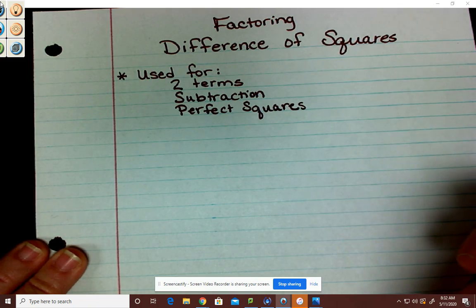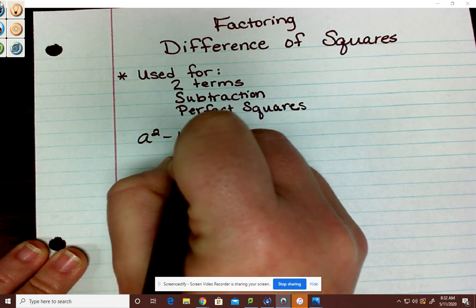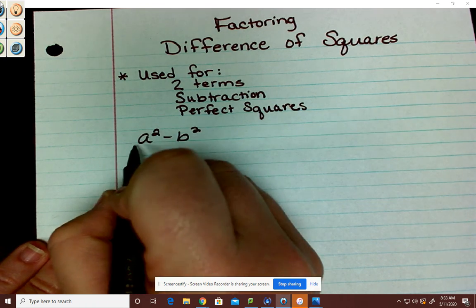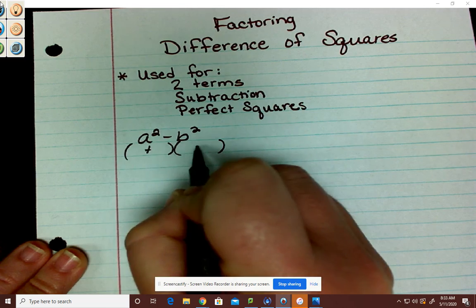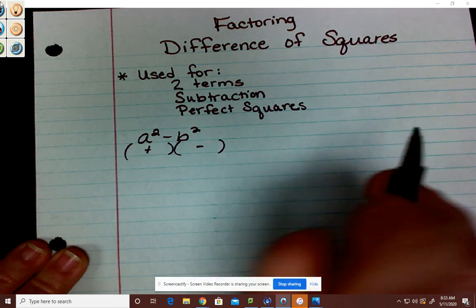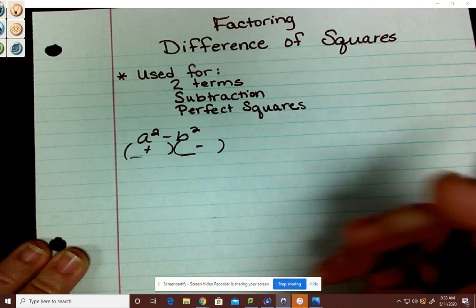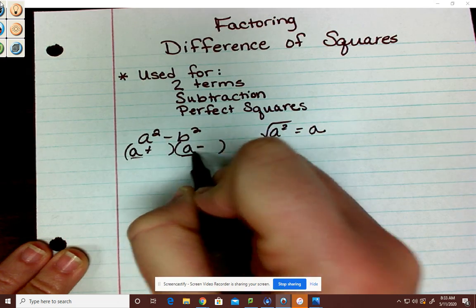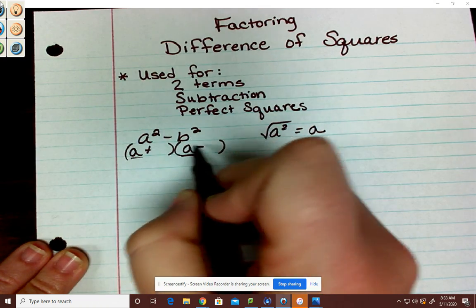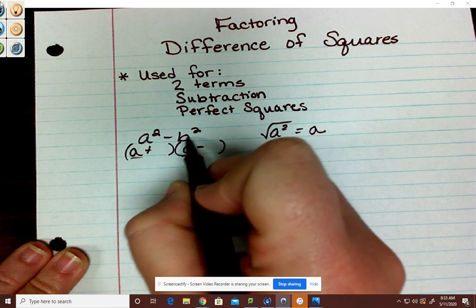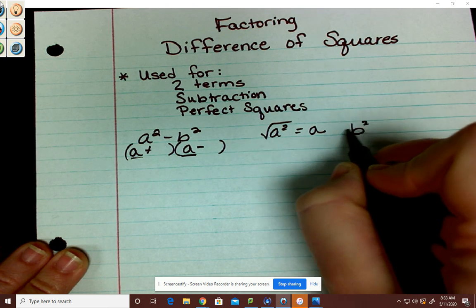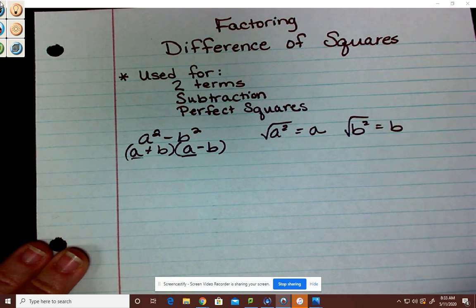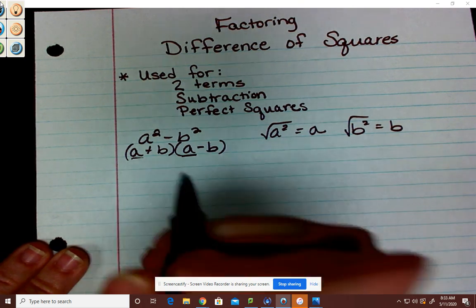Alright, and so how do we do that? It looks something like this, which is our rule. We have two things that are perfect squares, and they're joined by subtraction. And they'll always factor into two binomials with different signs, so we don't have to worry about the signs. What goes in the first spots is the square root of a squared, which is a. And the same thing goes in the other binomial. Then the square root of b squared, which is b, goes in the last spots. So let's look at examples with numbers so we can see what that means.